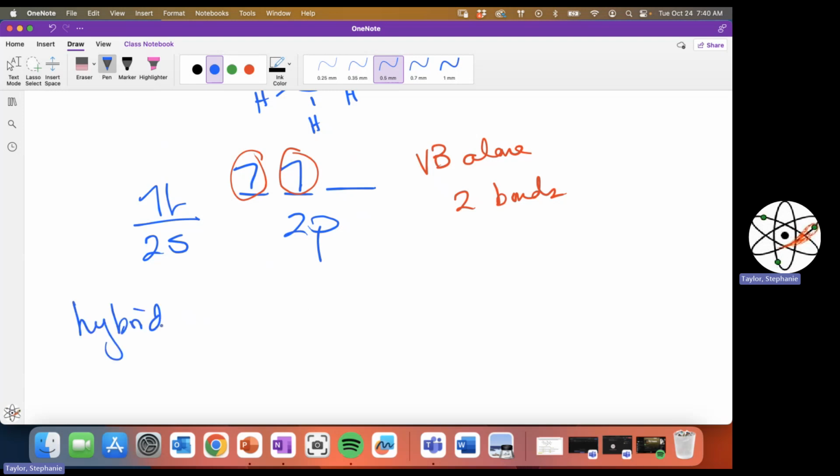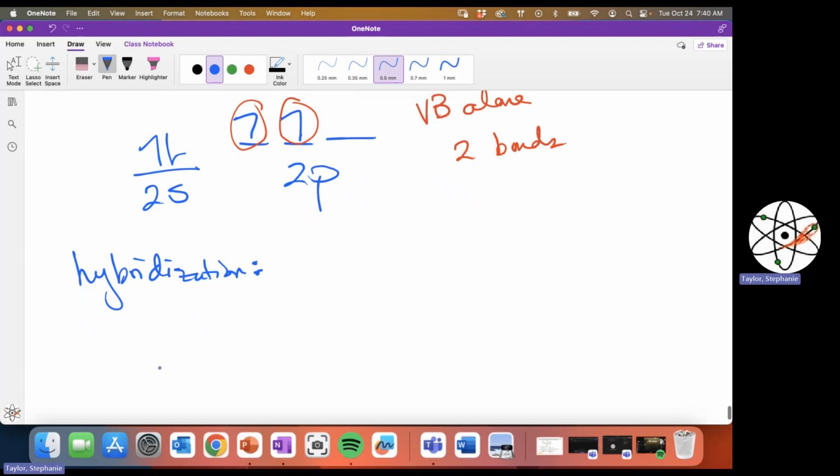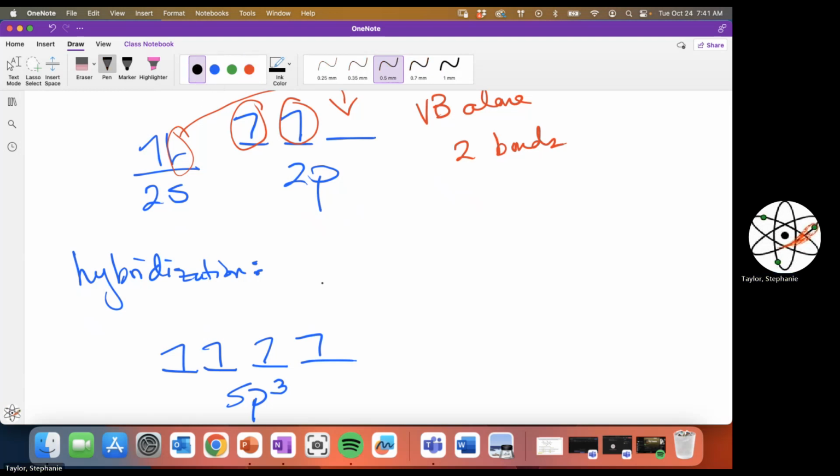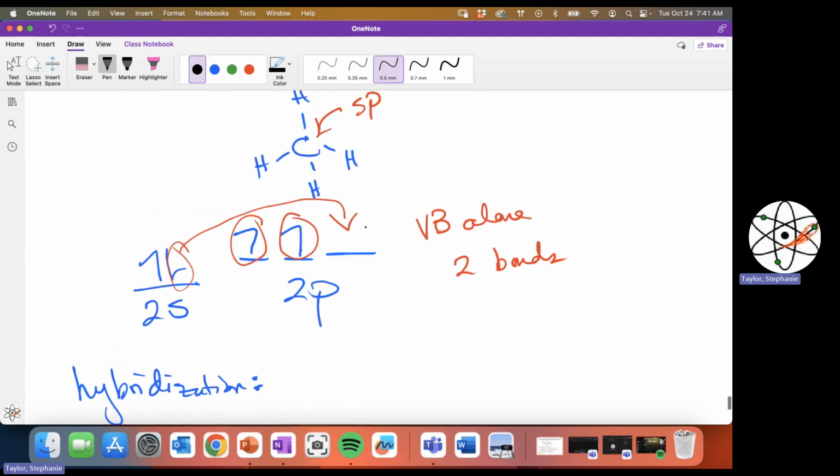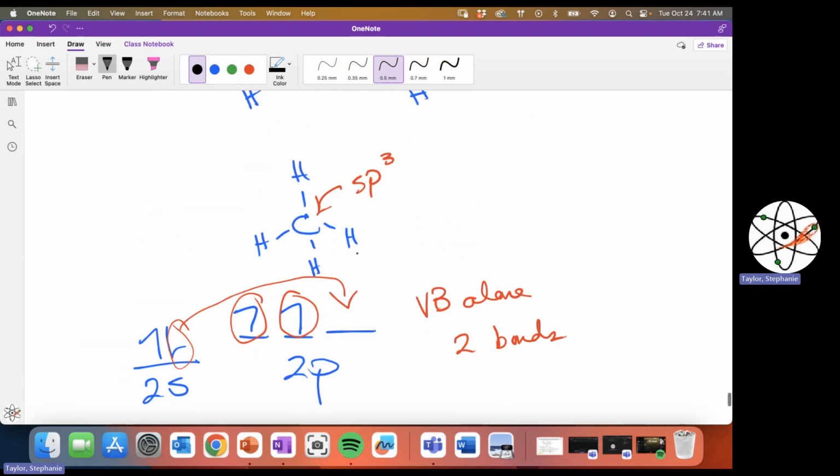Hybridization is what's going to allow us to change these around, so we can deal with the fact that what we'd really like in this case is those sp3 electrons. Take my 4 electrons, move them around. That's how we get the hybridization for sp3. We basically take one of these electrons, move it over here, and then mix them all together.